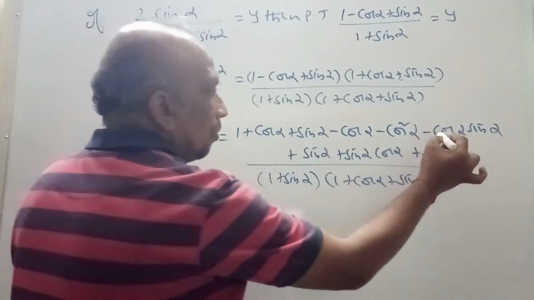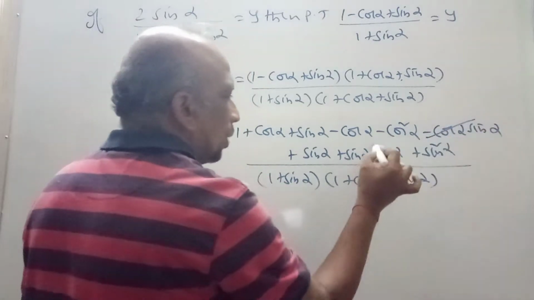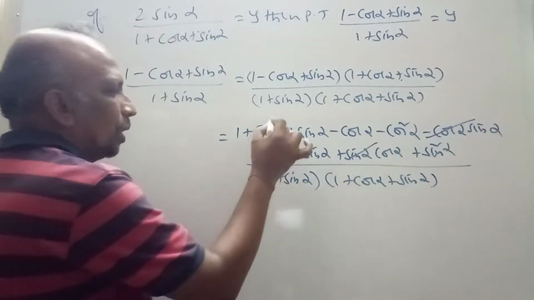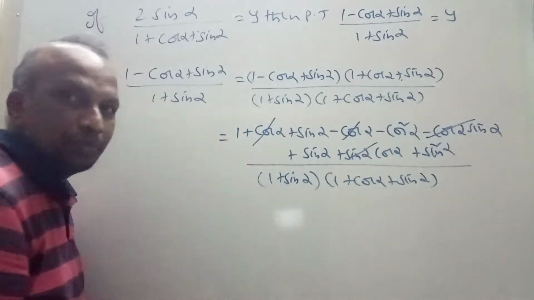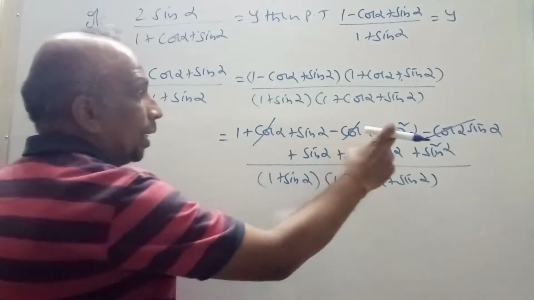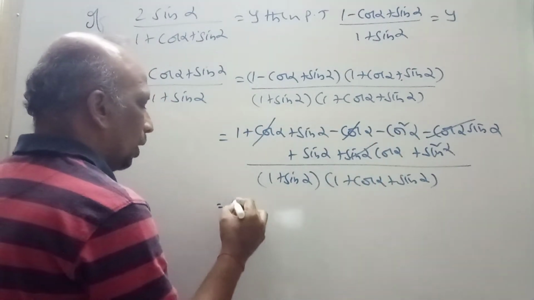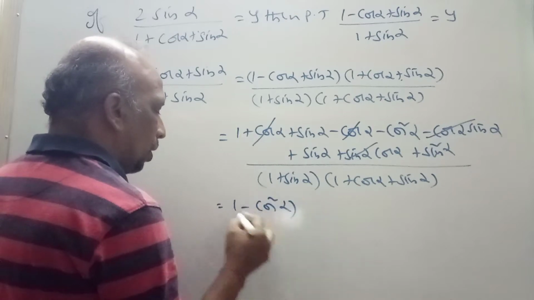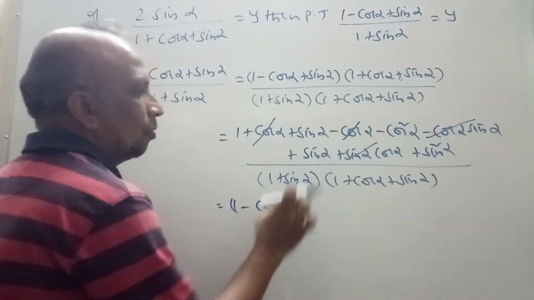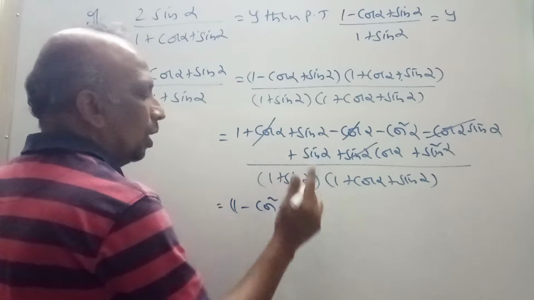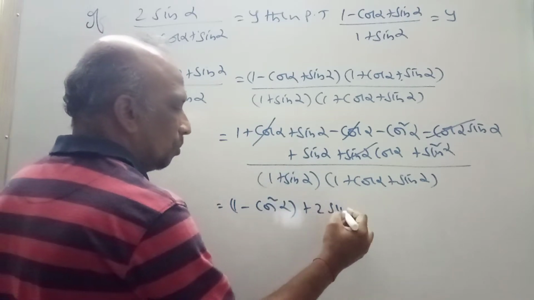Now you can see, if I compare this, these two get cancelled: plus cos alpha minus cos alpha. Now you can think this is 1 minus cos square alpha. You will get 1 minus cos square alpha, and 1 minus cos square alpha plus sin alpha plus sin alpha. You will get 2 sin alpha.